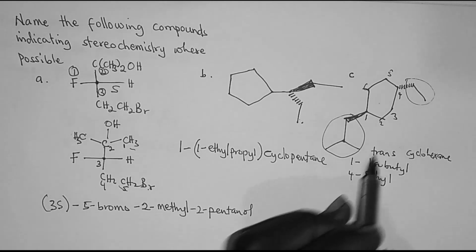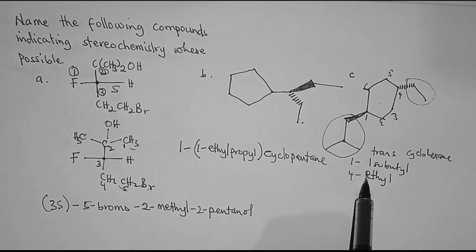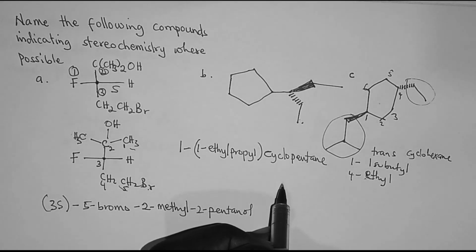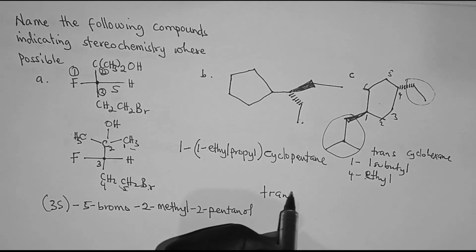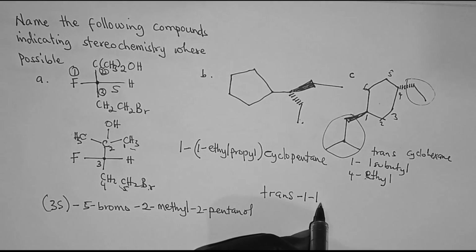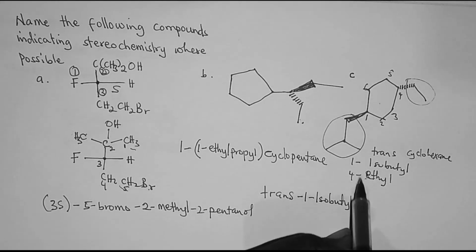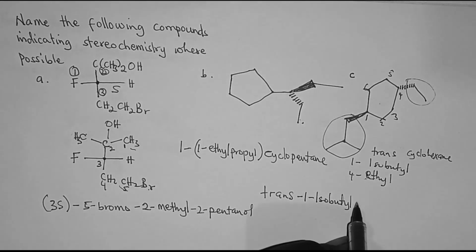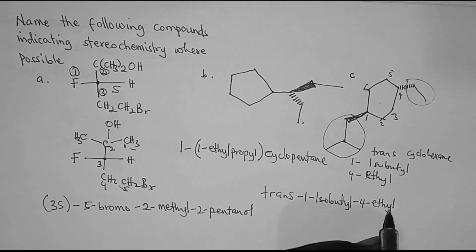So let's add the names and name them. So in terms of B and E, alphabetically B comes before E. So we will have trans, and then 1-isobutyl, and then the ethyl is on carbon number 4, so 4-ethyl, and cyclohexane.